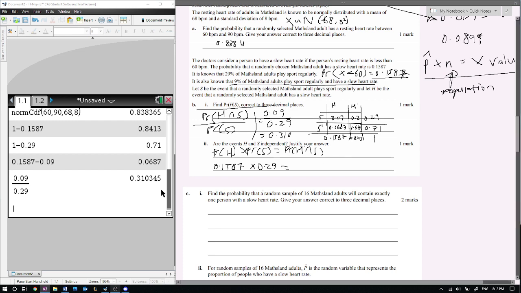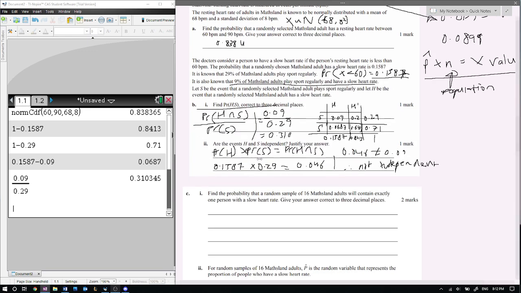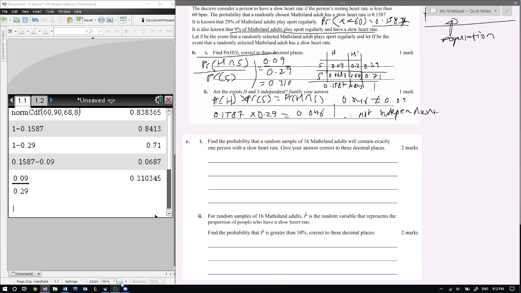And that is equal to 0.046. 0.046 does not equal 0.09, therefore not independent. So again, the key formula there is if events are independent, one event times another event will equal the intersection of both events.